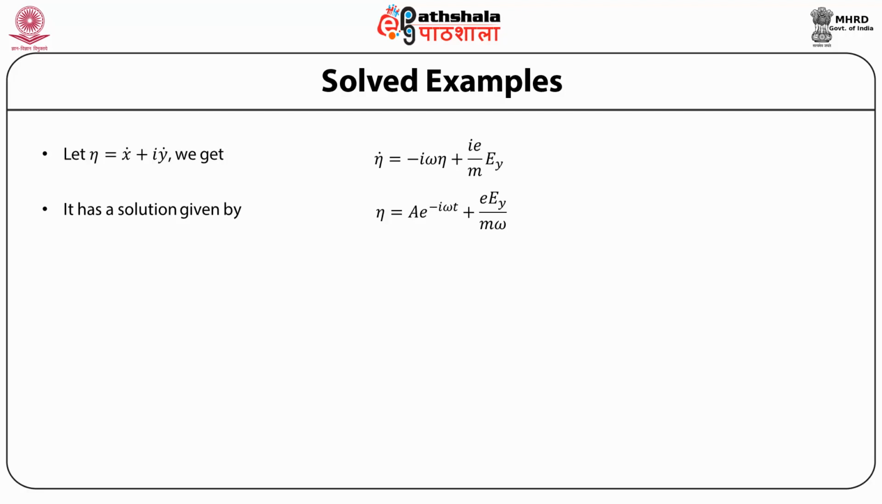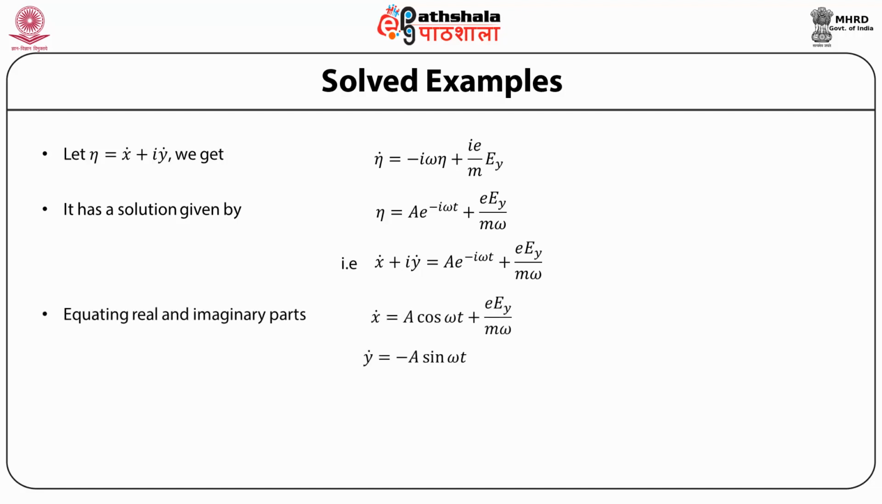And this is a first order differential equation whose solution is given by eta is equal to some constant A times exponential minus i omega t plus Ey by m omega. So eta in turn is equal to x dot plus i y dot. Therefore, x dot plus i y dot is equal to A times exponential minus i omega t plus e times Ey divided by m omega. Now, equating the real and imaginary parts of this, we get the equations for the x and y coordinates, namely x dot is equal to A cosine omega t plus e Ey by m omega, and likewise y dot is equal to minus A sine omega t.